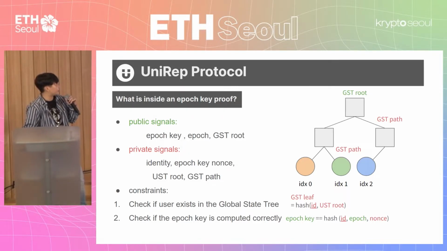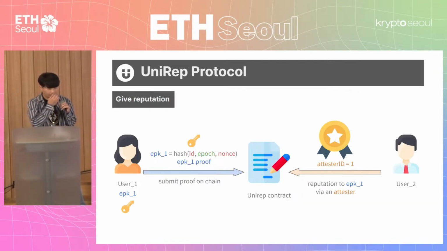So the other user only knows the proof's outputs: the epoch key, the global state tree root, and the valid epoch. So when the user generates the epoch key and epoch key proof, and others verify it is valid, then the attester can send the reputation to this epoch key through the Unirep smart contract.